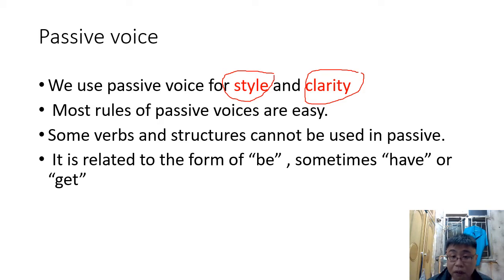Passive voice is very easy to use here. Very easy, so don't worry. However, only some verbs can be used for passive voice, such as be. Do you know the three basic forms of be in the present tense? Is, am, are. And sometimes we can use have or get in informal situations.